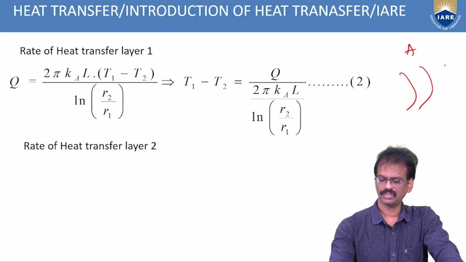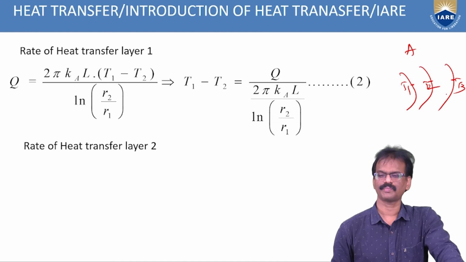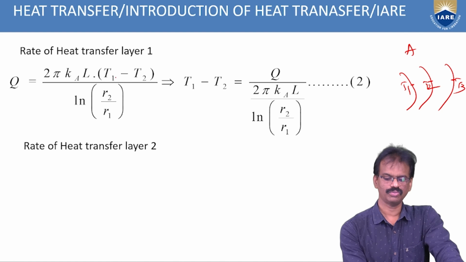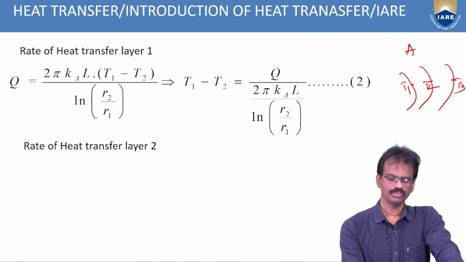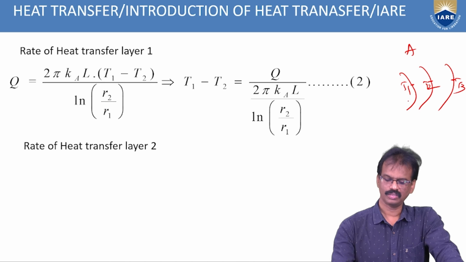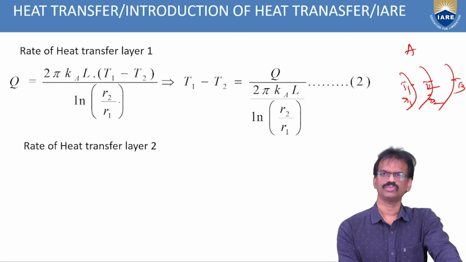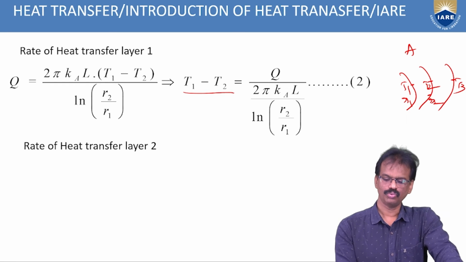So this is the first surface. This one is the second surface. Inner temperature T1, this is T2, this one is T3. So the temperature difference is equal to T1 minus T2 by the radius. This is the inner radius, so you can take R1. This is the outer radius, R2. So ln R2 by R1, from which T1 minus T2 is equal to Q by 2 pi KA L into ln R2 by R1. So this is equation 2.